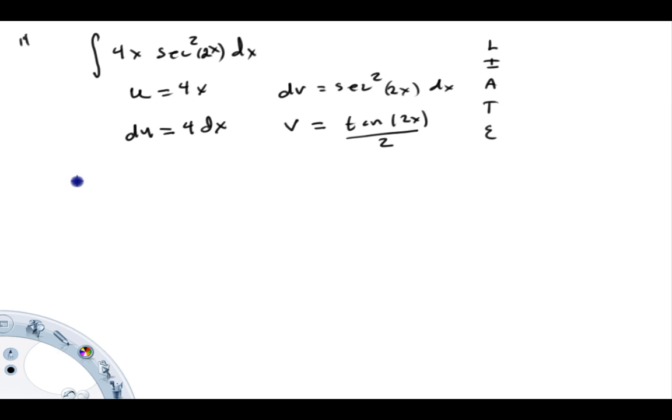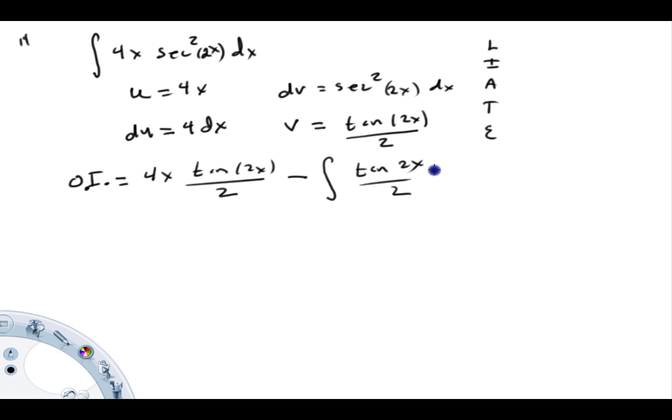So our integral, and I'm going to put OI, which in my notation stands for original integral, equals uv minus the integral of v du. So this is going to equal 4x times tangent of 2x over 2. That's this product, minus the integral of this product. So that's going to be minus the integral of tangent of 2x over 2 times 4 dx. That's a times, not an x.